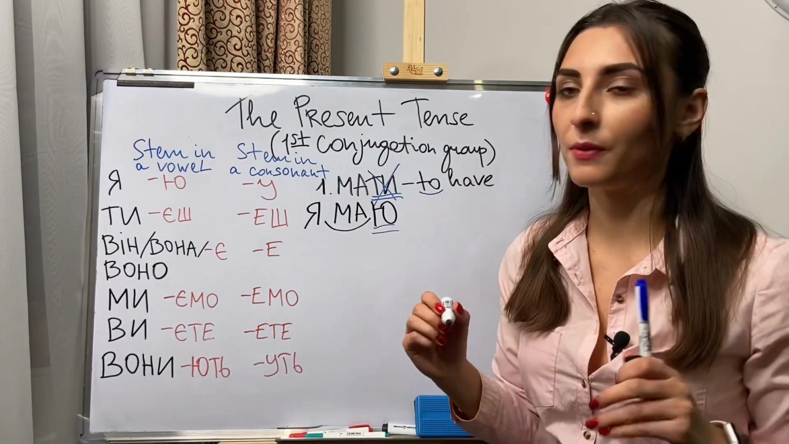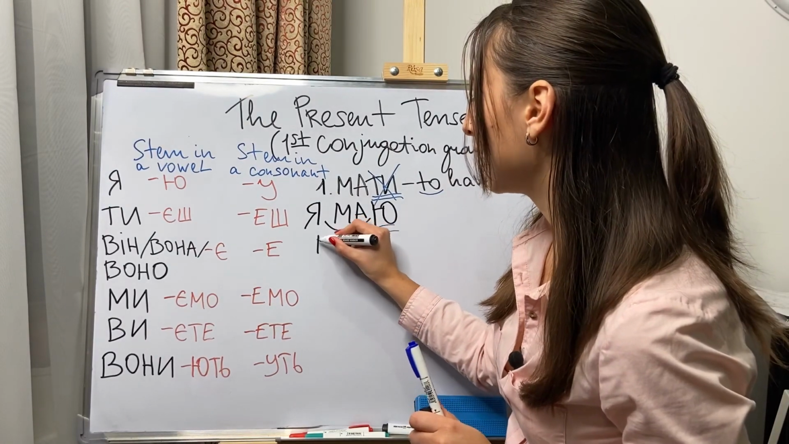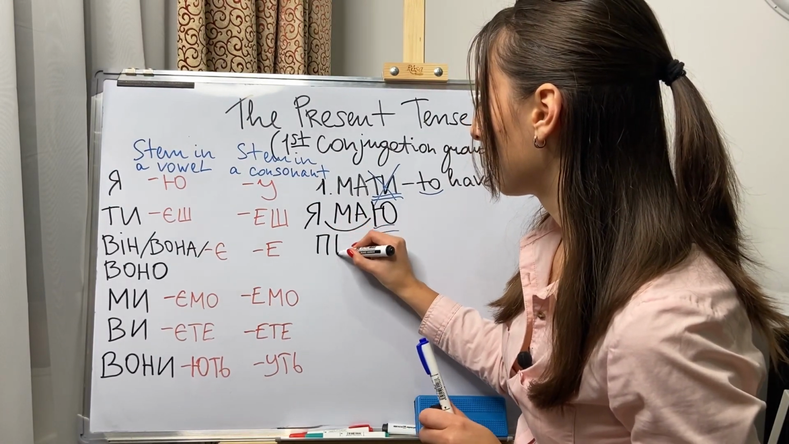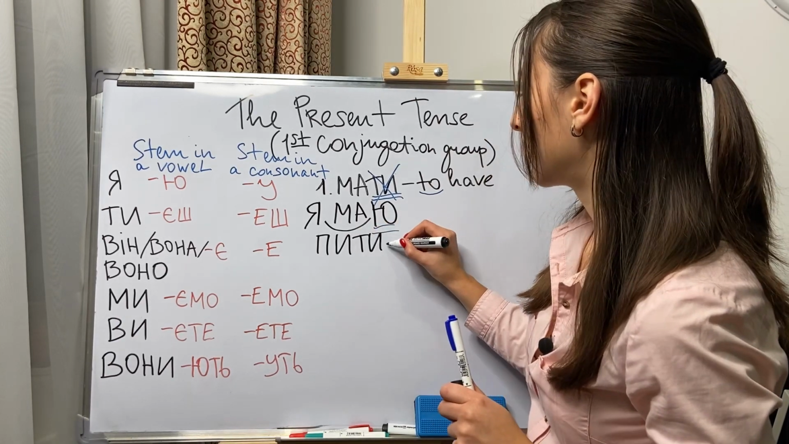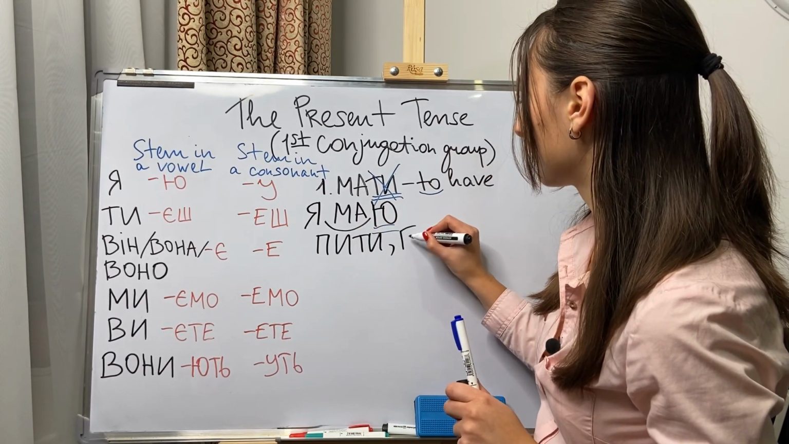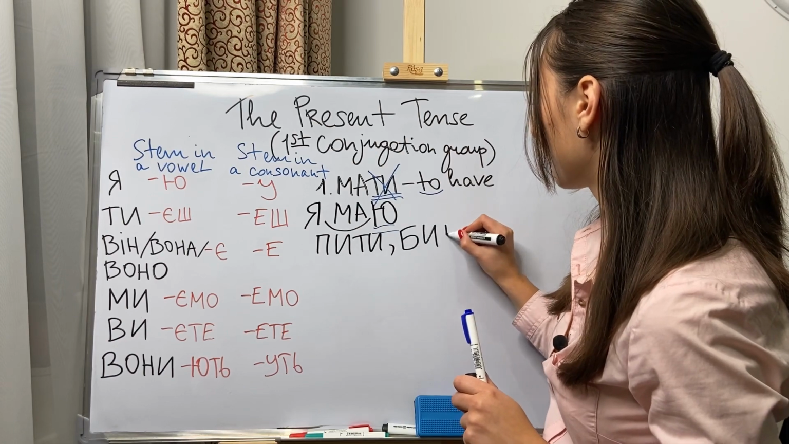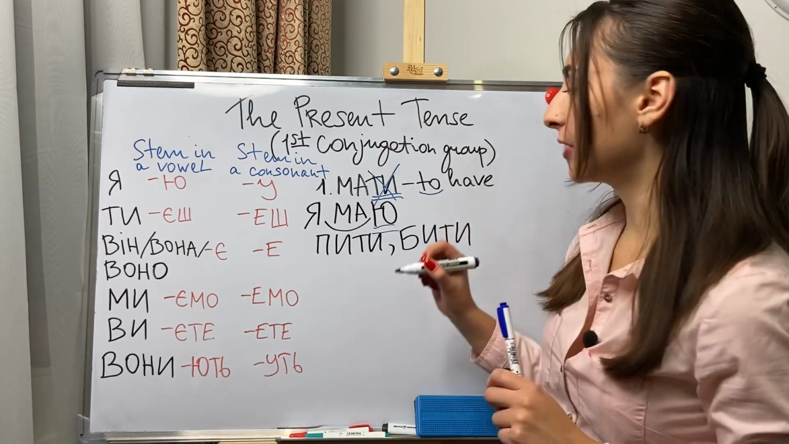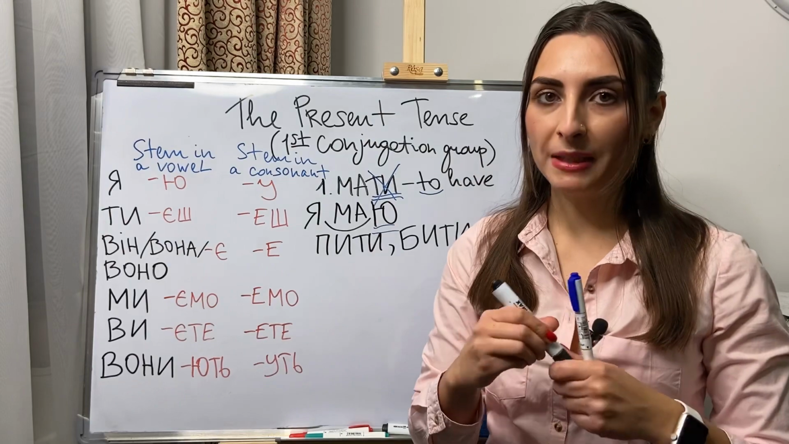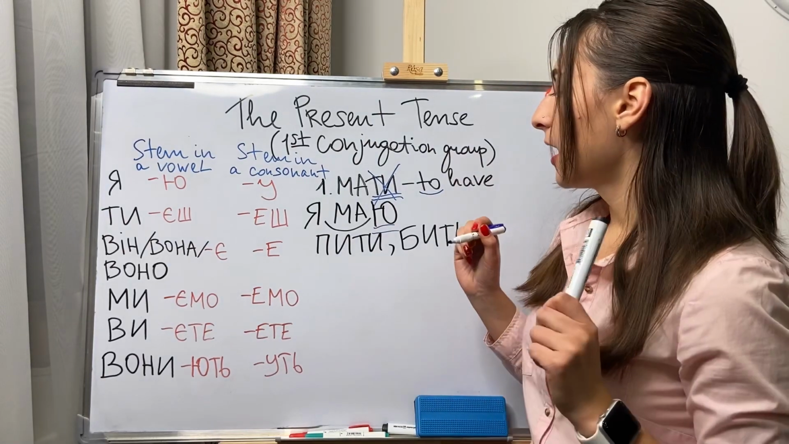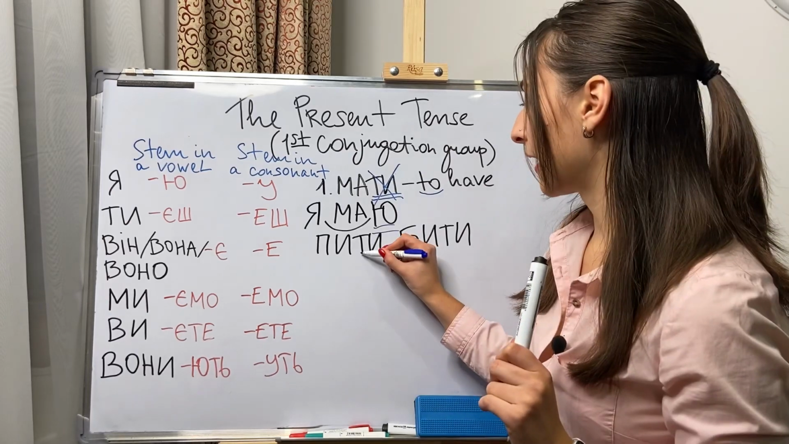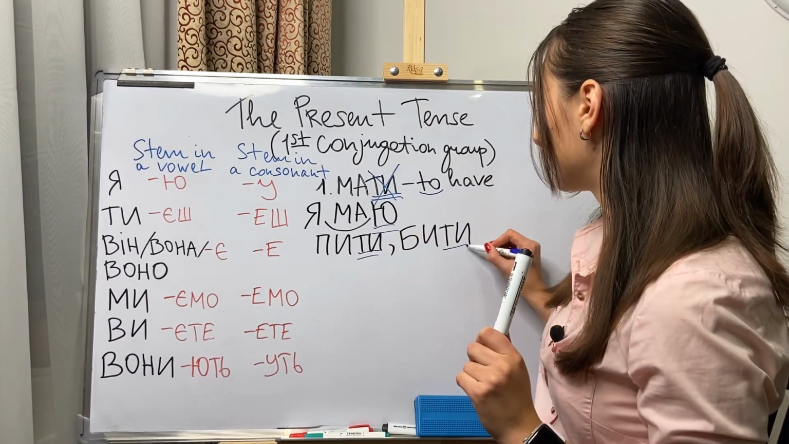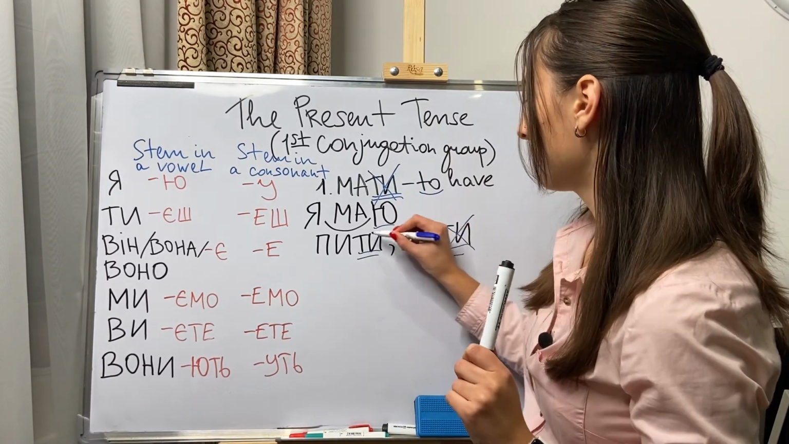So, for example, these verbs are пити, or, for example, бити. Пити, it means to drink. Бити, it means to beat. Okay, so first of all, let's determine the infinitive endings. So, correct, it's ти, and here is ти. So we have to leave them.